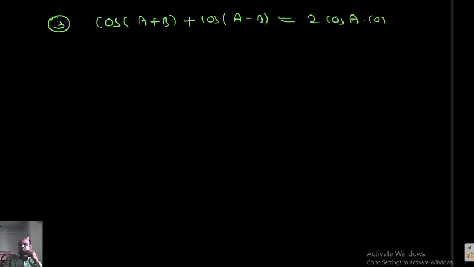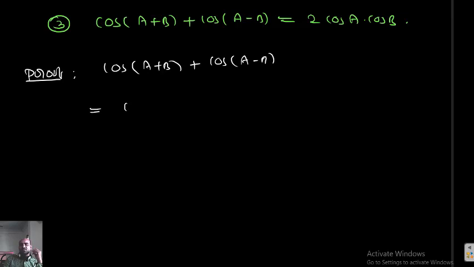Number 3: cos of A plus B plus cos of A minus B is remembered as 2 cos A cos B. Proof for this: cos of A plus B plus cos of A minus B.